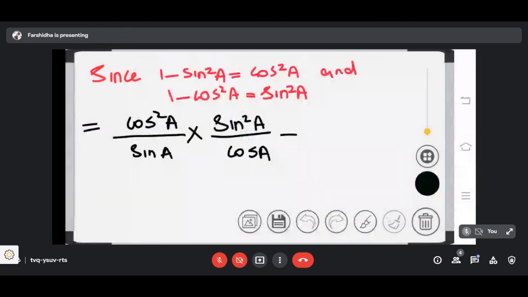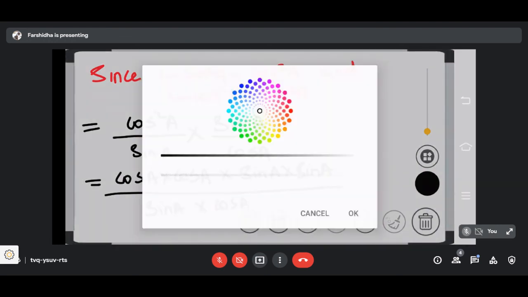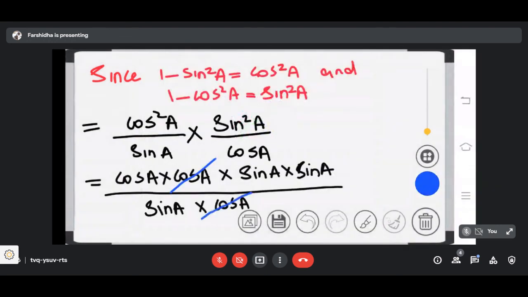In the next step, cos square A you can write as cos A into cos A, and sin square A you can write as sin A into sin A. I'm simply expanding it: sin A into sin A divided by sin A into cos A. I've written it together. From here you can cancel cos A from the numerator and cos A from the denominator, sin A from the numerator and sin A from the denominator.